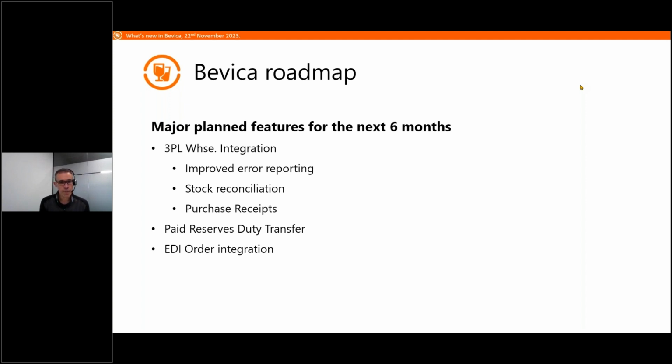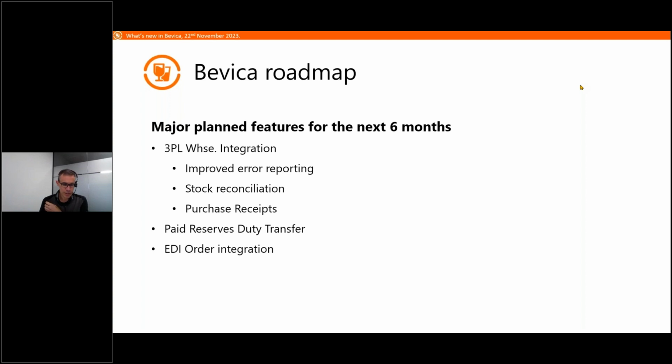And 2 new features we're releasing in the next 6 months are stock reconciliation, so that we can make sure that the warehouse and us have the same stock levels, and purchase receipts, so that when they receive a purchase order of stock, they can notify us and then we can automatically receipt the purchase order in the software. We're also doing a little bit of work on paid reserves and EDI order integration.